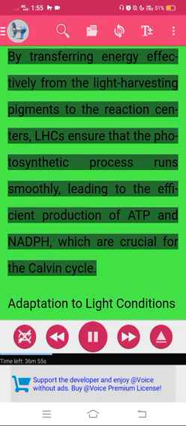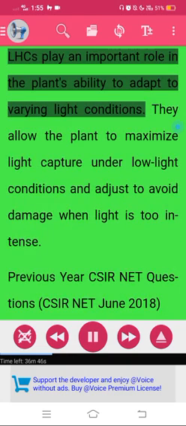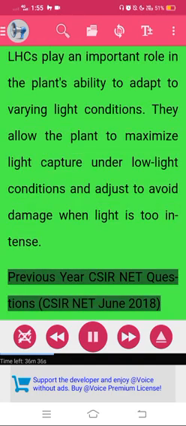By transferring energy effectively from the light harvesting pigments to the reaction centers, LHCs ensure that the photosynthetic process runs smoothly, leading to the efficient production of ATP and NADPH, which are crucial for the Calvin cycle. Adaptation to light conditions. LHCs play an important role in the plant's ability to adapt to varying light conditions. They allow the plant to maximize light capture under low light conditions and adjust to avoid damage when light is too intense. Previous year CSIR NET questions.